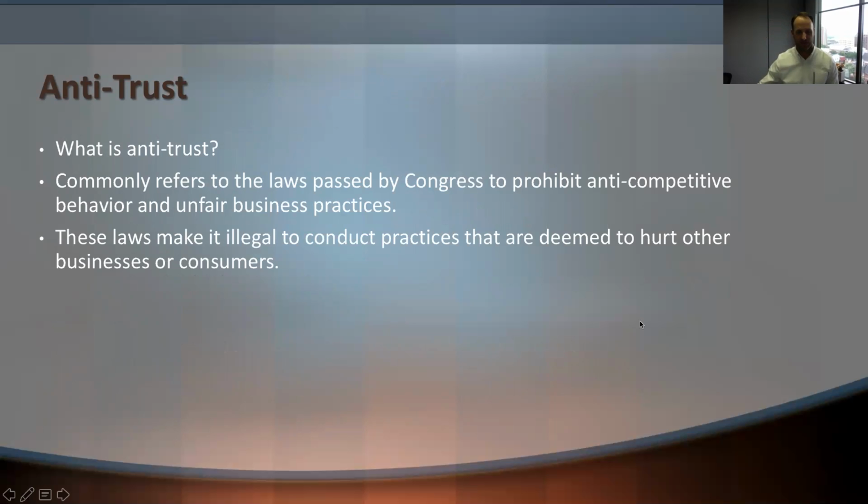Antitrust. So what is antitrust? It's basically the laws passed by Congress that prohibit anti-competitive behavior and unfair business practices. These laws make it illegal to conduct practices that are deemed to hurt other businesses or consumers. Generally, people think about antitrust only applying to big businesses. For example, the CVS-Aetna merger that just occurred had to undergo an antitrust review by the Department of Justice. However, antitrust laws actually apply to all businesses and even nonprofits like the FPA.